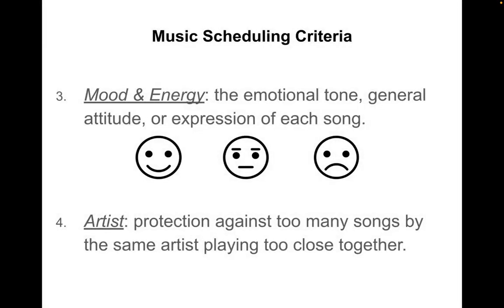Each song also has its own emotional tone and general attitude or expression we call mood and energy. It is ideal to have a balanced mix of sad or low energy songs with happy or high energy songs while protecting against too many of one mood playing back to back or too close together. Program directors also protect against too many songs by the same artist playing too close together. Most music formats will allow a minimum of 1 hour between songs by the same performer.